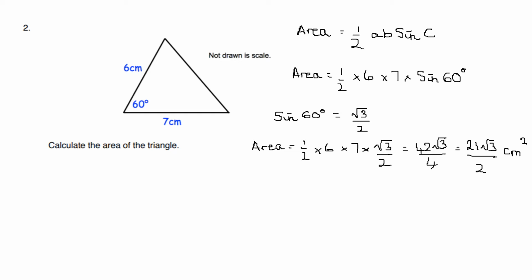If you come up against this on a calculator paper, you may decide not to use the exact value, or you may be asked to give your answer to a certain number of decimal places or significant figures, in which case you would use your calculator. And your answer to 3 significant figures would be 18.2 centimetres squared.